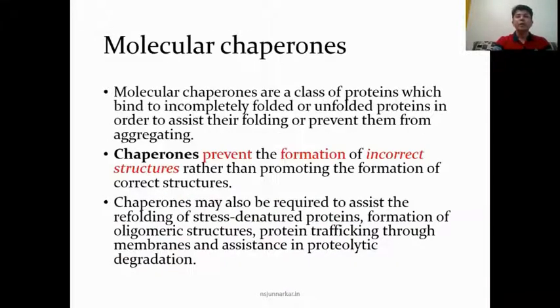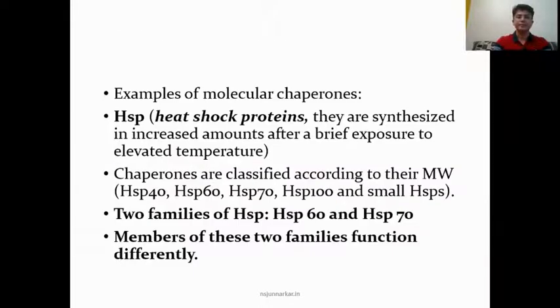Molecular chaperones. Molecular chaperones are a class of proteins which bind to incompletely folded or unfolded proteins in order to assist their folding or prevent them from aggregating. Chaperones prevent the formation of incorrect structures rather than promoting the formation of correct structures. Chaperones may also be required to assist the refolding of stressed denatured proteins, formation of oligomeric structures, protein trafficking through membranes, and assistance in proteolytic degradation.